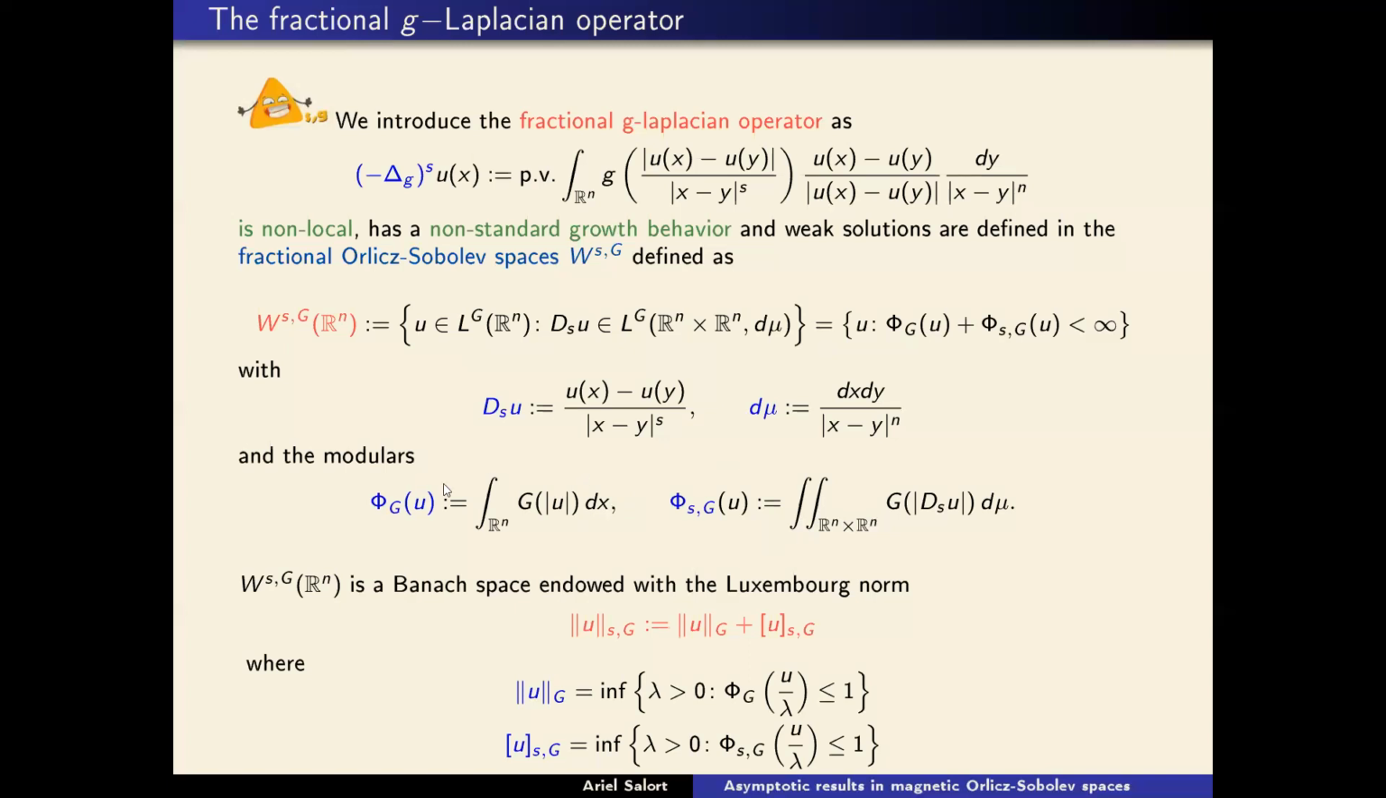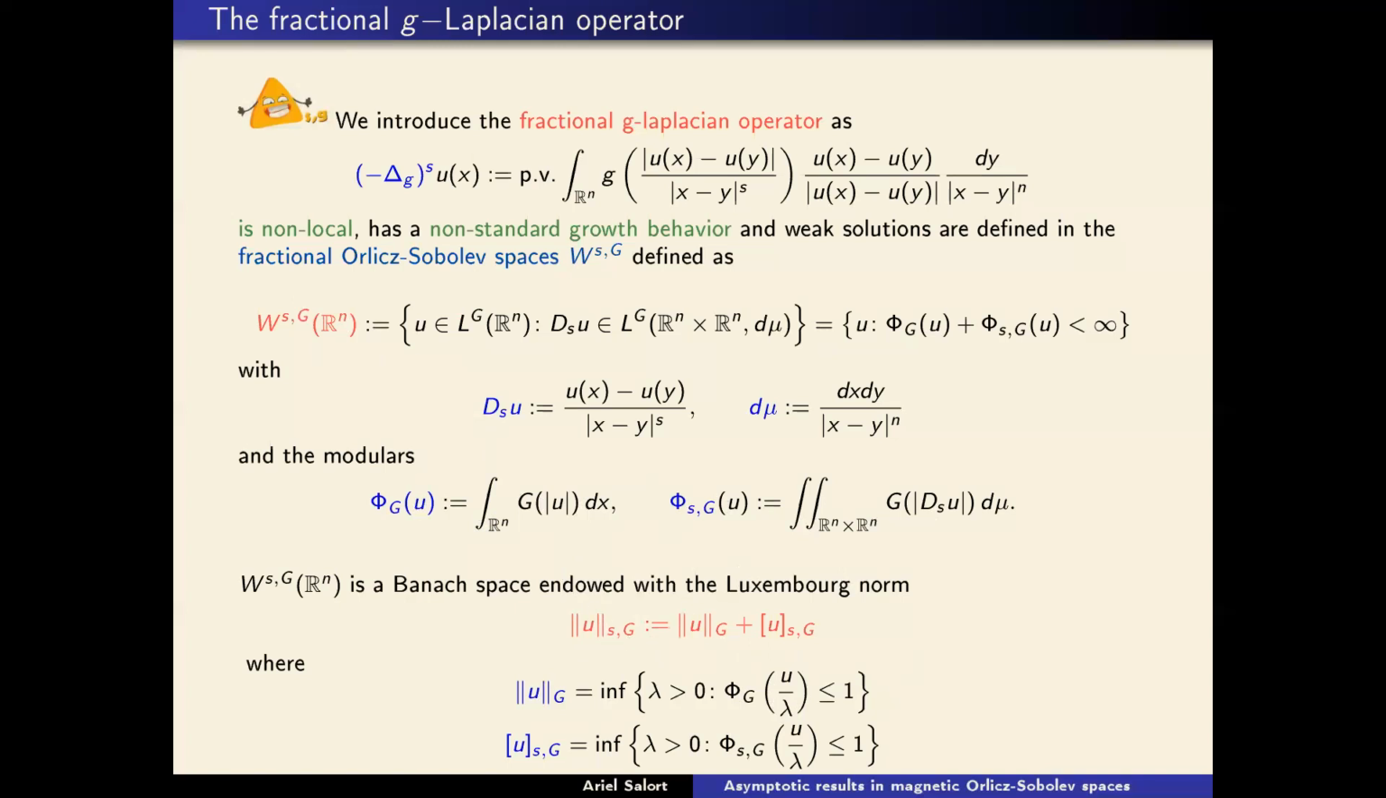Let's observe that when G is a power, this is like the L^p norm to the p, and this one is like the Gagliardo seminorm, [u]_{s,p} to the p. If you want to obtain a Banach space, how can we define the norm? As I mentioned at the beginning, you cannot define the norm in terms of these modulars because of the triangle inequality. So one way to define a norm is by using this Luxemburg norm, which is defined in this way in terms of the modular. This quantity satisfies the triangle inequality, and you obtain a Banach space, this space with this norm.